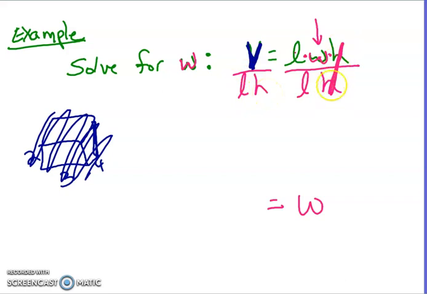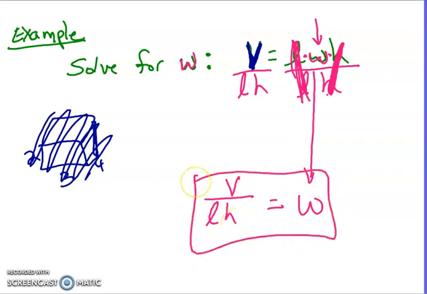Again, the H's cross out. H divided by H cross each other out. L divided by L cross each other out. And I'm left with W. That's what I want to do. So V over LH is your answer. I'm done. I took the same equation and I rearranged it.